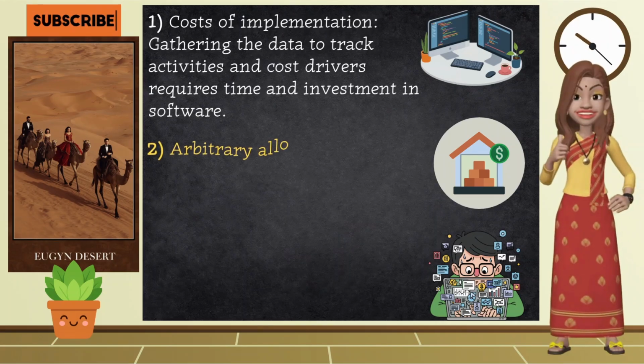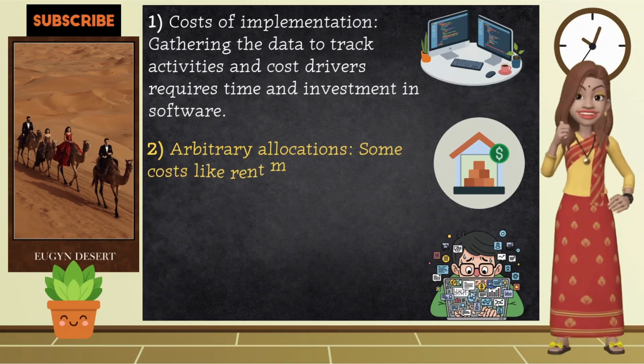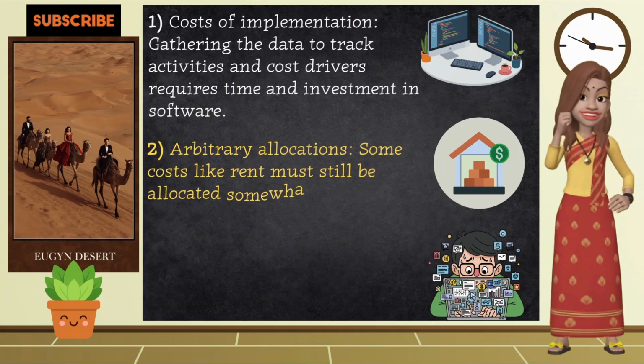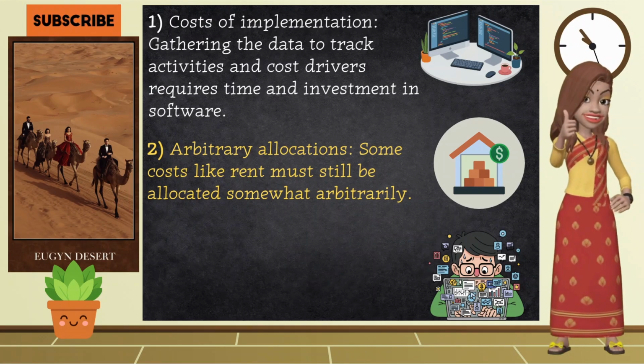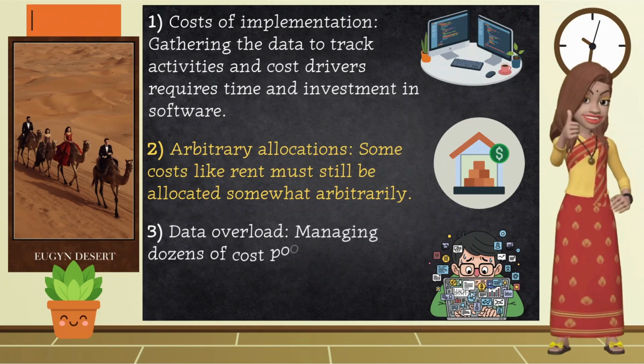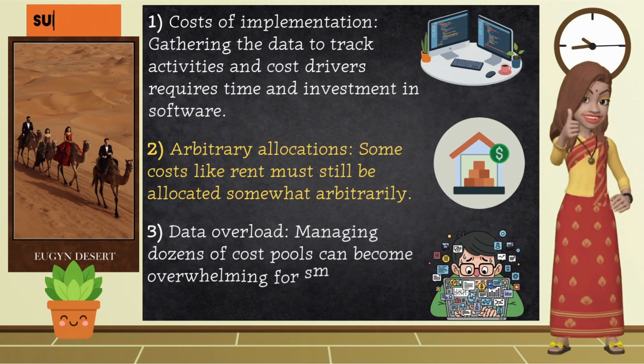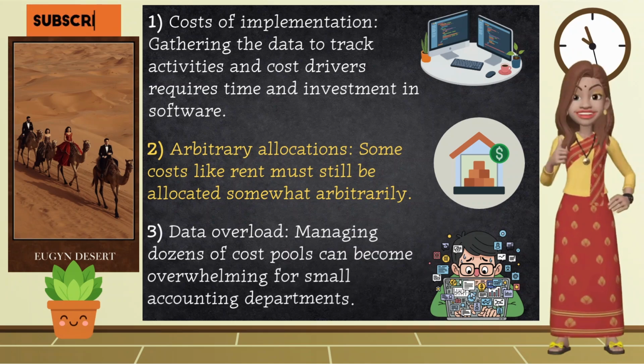2. Arbitrary allocations. Some costs like rent must still be allocated somewhat arbitrarily. This could affect the accuracy of the overhead cost per unit. 3. Data overload. Managing dozens of cost pools can become overwhelming for small accounting departments.